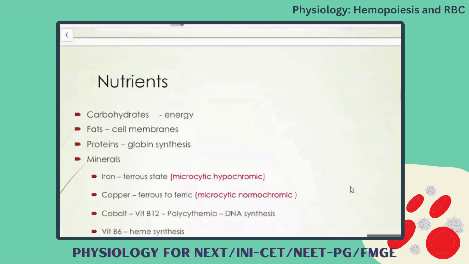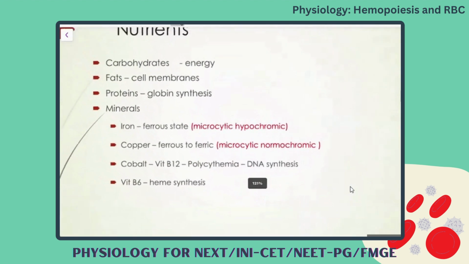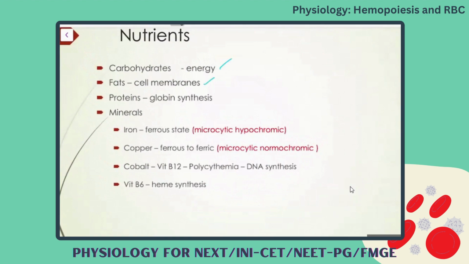And the other nutrients which are required are carbohydrates for energy, and the fat for maintaining the cell membranes, and proteins for globin synthesis. RBC is containing the hemoglobin. Heme combining with the globin. It is one of the plasma protein. Okay, so if the protein deficiency, globin is not there, the RBC which is produced will be irregular shape and easily ruptured. Okay, clear? And the minerals.